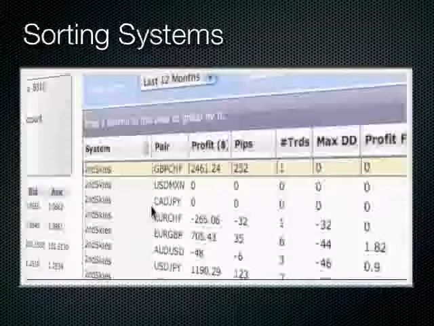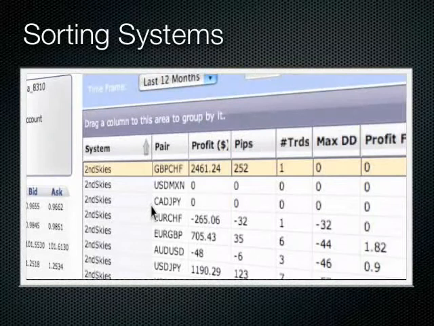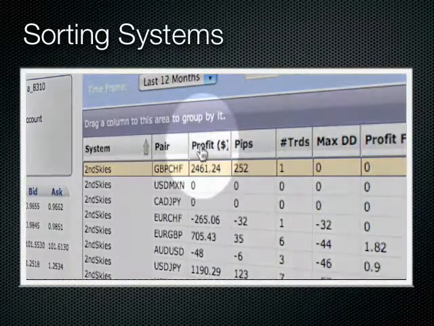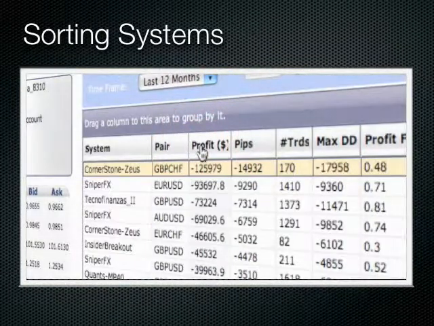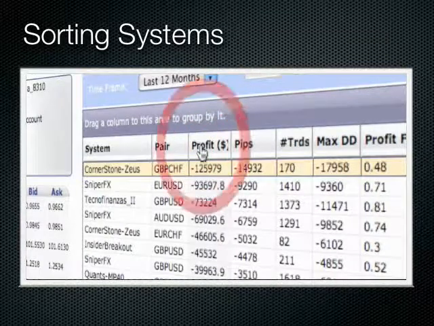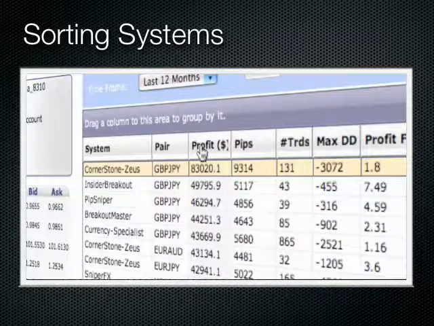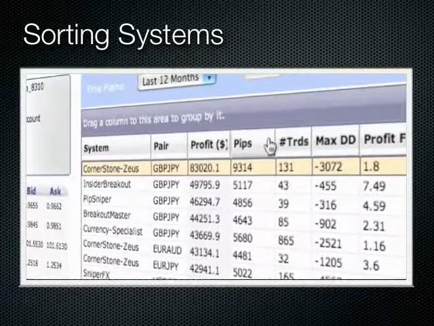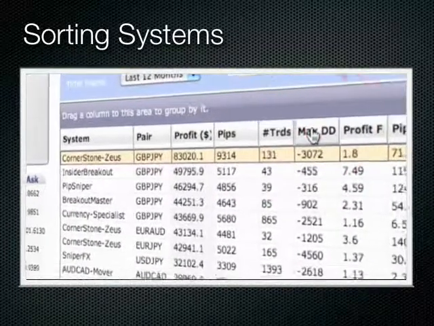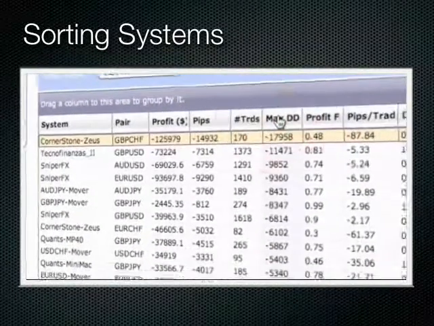Now let's look at the process of sorting. Sorting systems with the Forex System Selector is done by left-clicking on any column header in the Performance tab. For example, if you want to sort the systems by their overall return, place your mouse cursor over the Profit column header and left-click like this. As you can see, the systems have now been sorted and placed in order of their overall return. Alternatively, you can do the same thing for any of the column headers in the Performance tab.